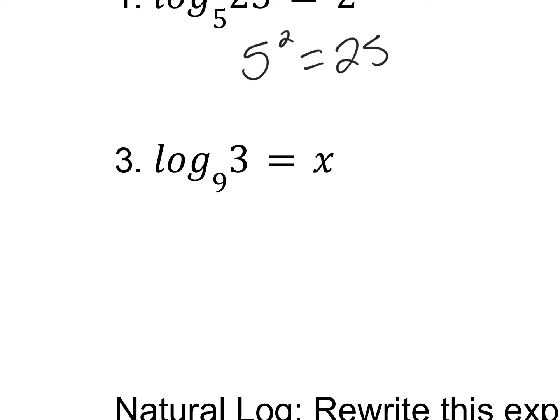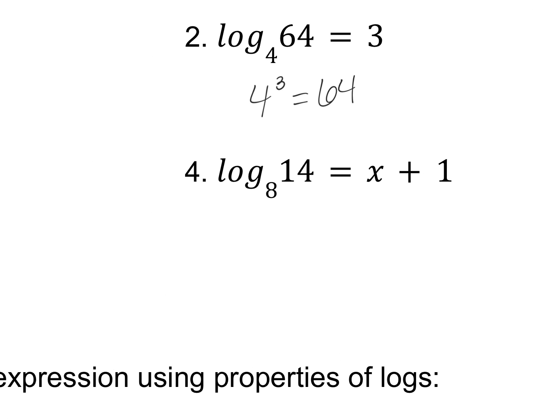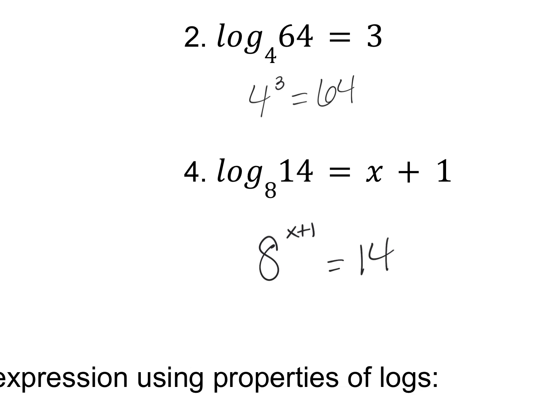Okay, so now this one would be 9 to the x equals the middle number, 3. We're not going to solve it yet. That's coming later. Okay, and then this one's a little weird. So how would you write this? It's fine. It's the same thing. You're going to do 8 to the whatever it equals. So in this case, x plus 1 is going to be your exponent, equals 14.